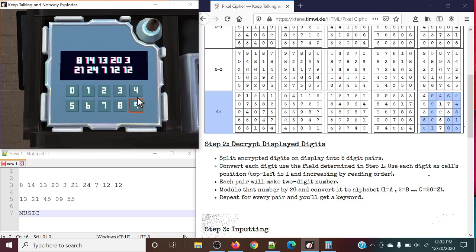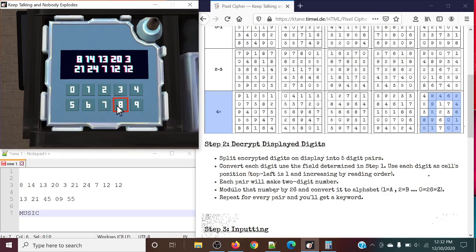9458, 8901, and 5103. And 3 should solve the module. Indeed it does.